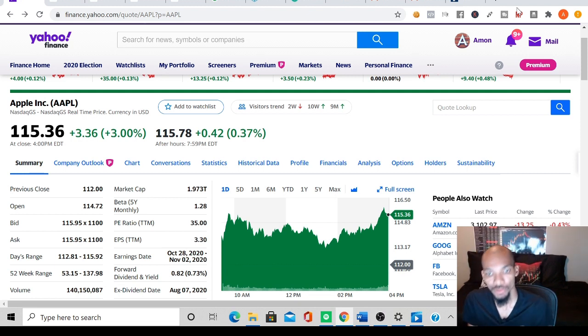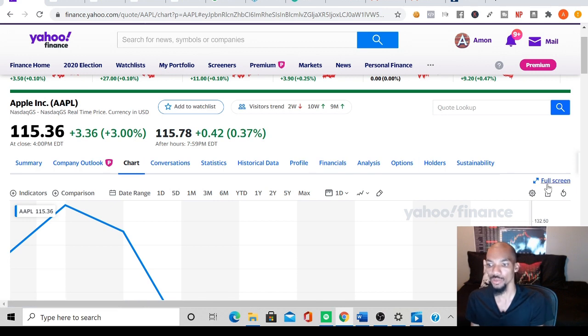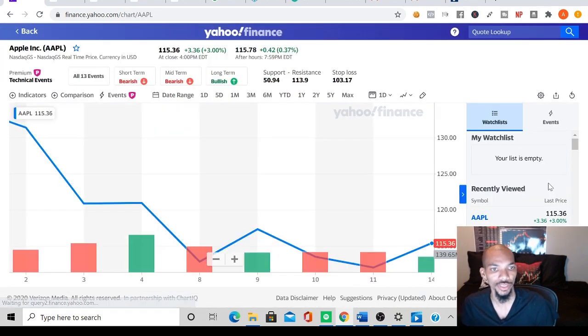Okay, so we're on Yahoo Finance. This is Apple price action. The first thing we want to do is go to the charts, click charts, and then go to full size so we can see the big picture.